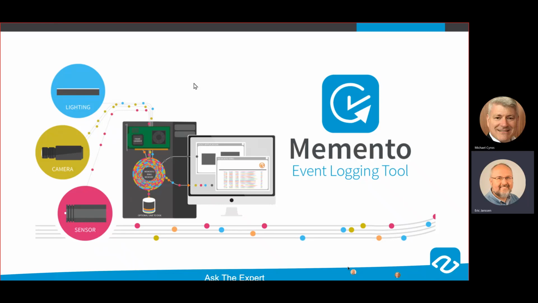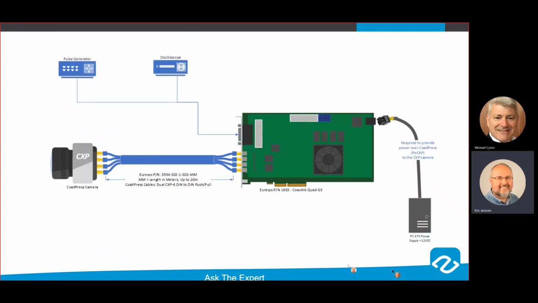First, let's talk a bit about Memento. Memento is a logging tool that will record all the events coming from your camera, from the IO line, and from the frame grabber itself. To answer your question, we have done a small setup where we have a pulse generator providing about a 500 Hertz signal, and an oscilloscope to check the signal. We send this to an IO line of the frame grabber, which is then used to synchronize the camera. And we will do this recording inside Memento.